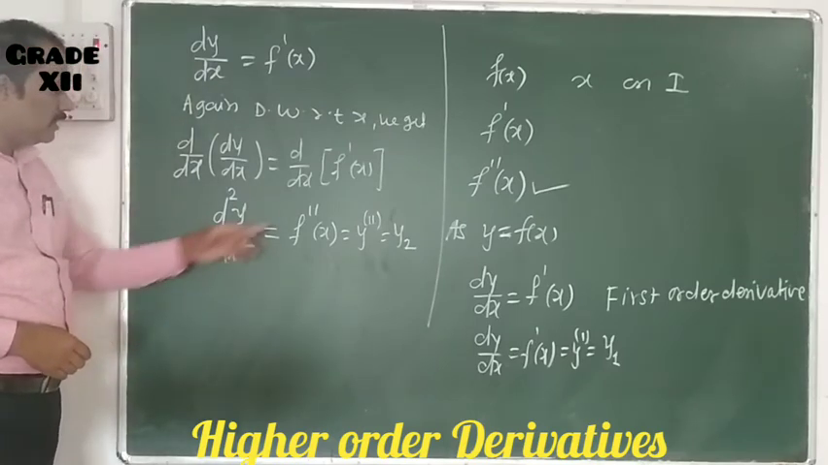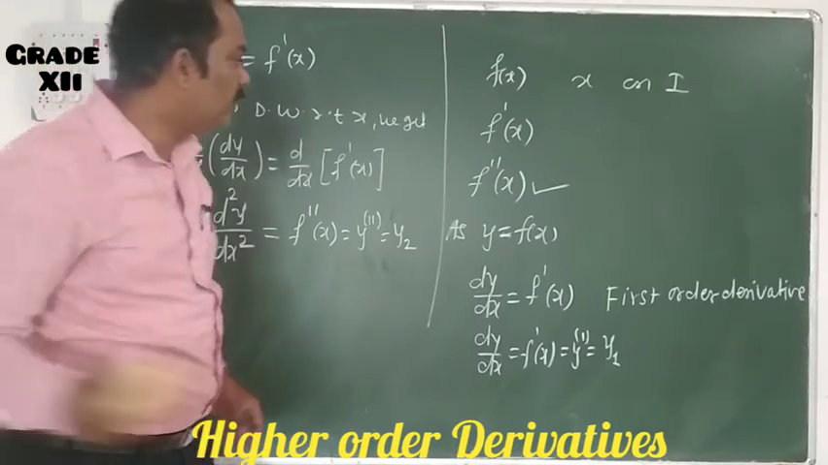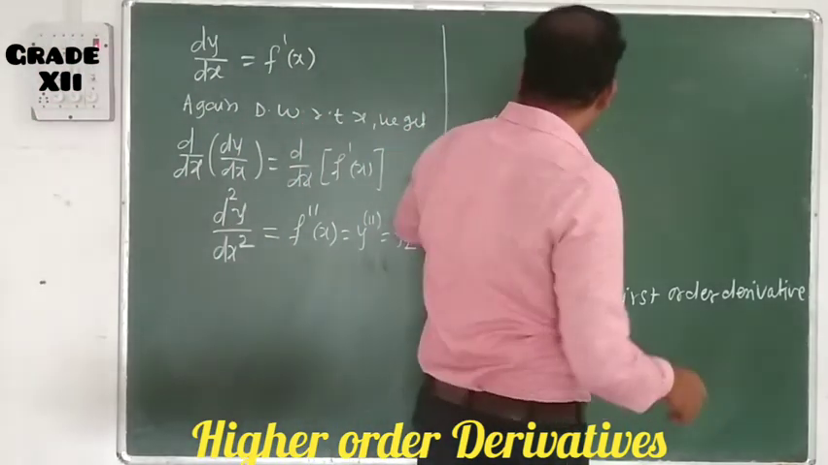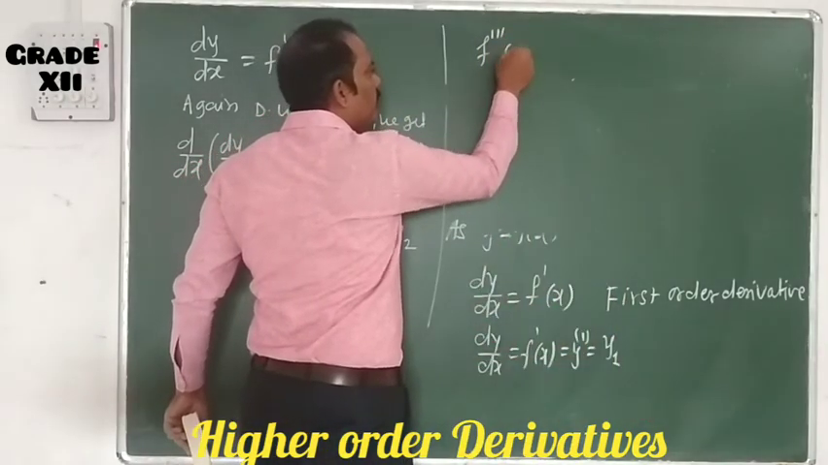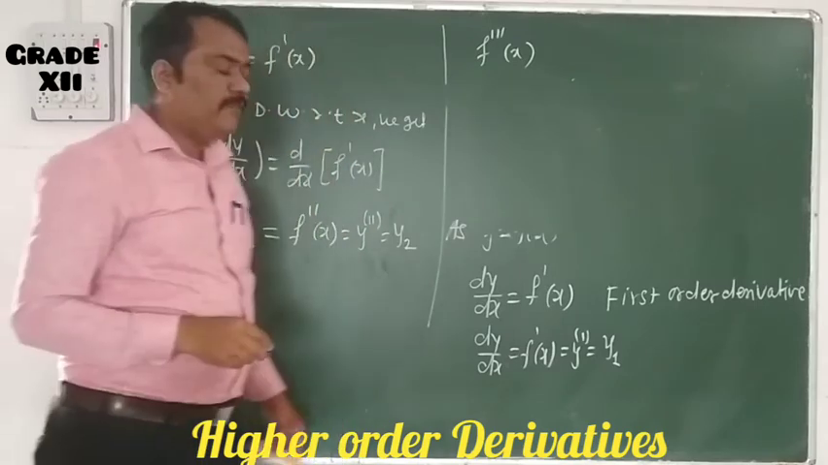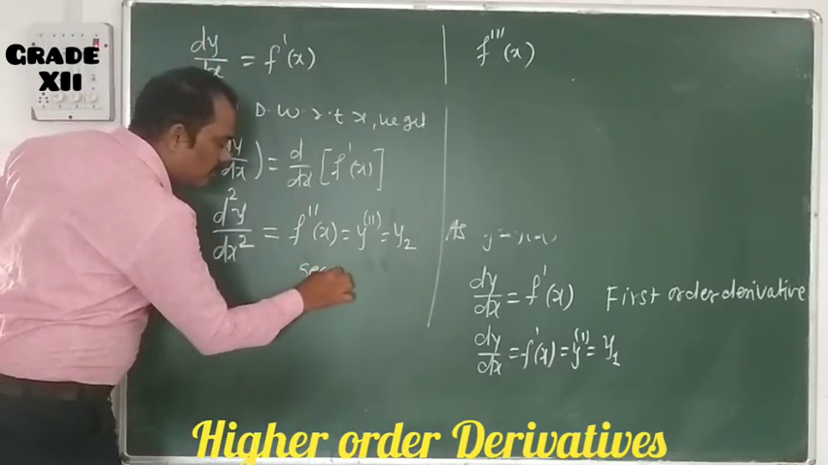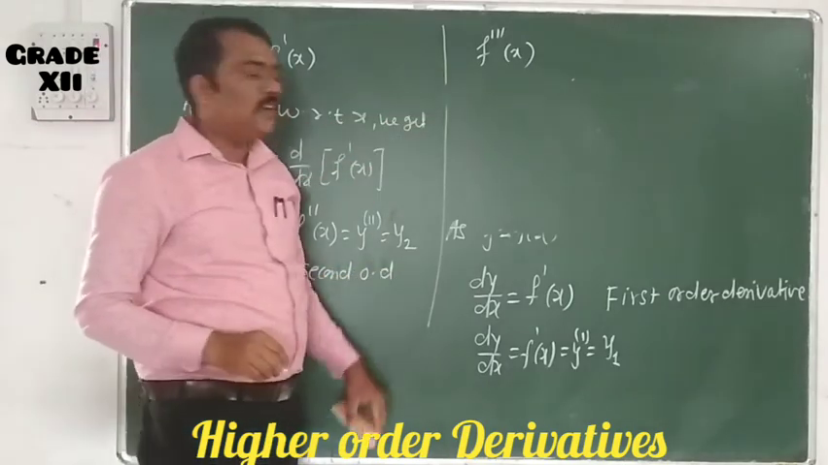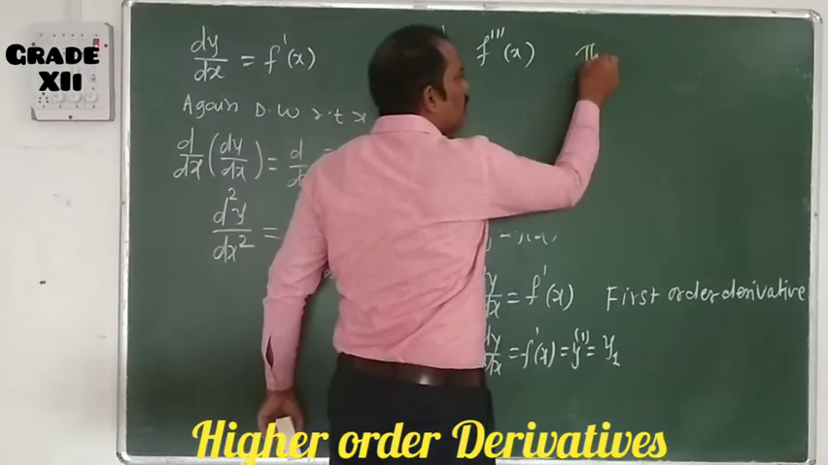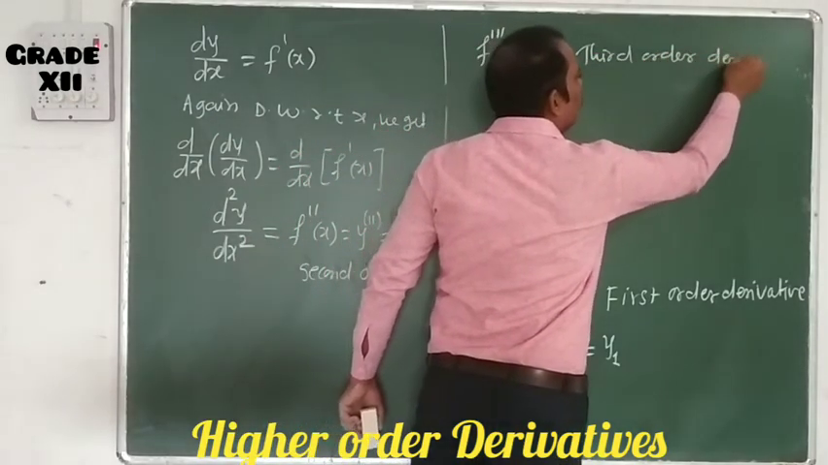Again, suppose this f double dash of x is differentiable a third time, then it is given by f triple dash of x. This one is the second order derivative, and this one is the third order derivative.